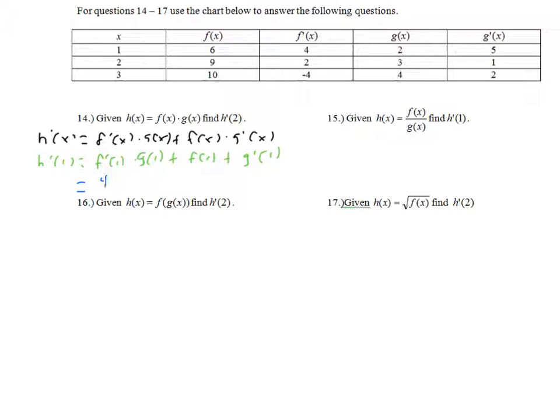So 4 times, now I'm looking at g of x when x is equal to 1, so 2, plus f at 1 is 6, times g prime of 1 is 5. And I get 8 plus 30, which is equal to 38.